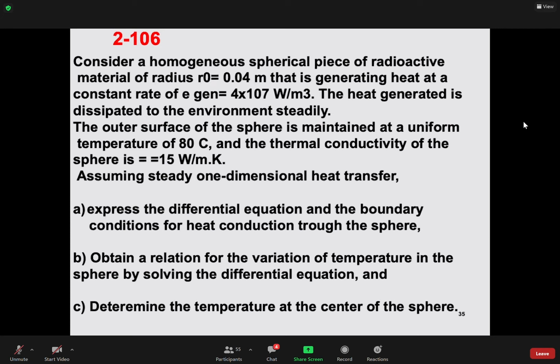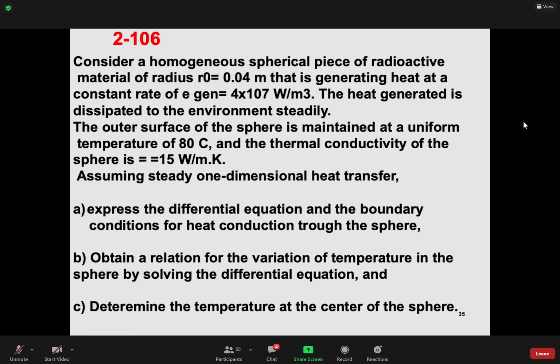Therefore, we are dealing with a spherical coordinate, okay? And the radius of this sphere is, let's say, 4 centimeters. That generates heat at this rate. Therefore, there's some internal energy generation inside this sphere, 4 times 10 to the power 7 watt per cubic meter. The heat generated is dissipated to the environment steadily. Therefore, inside the sphere heat is generated and then is convected to the outside.